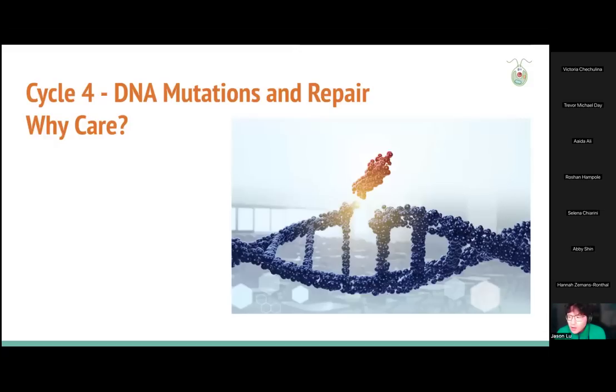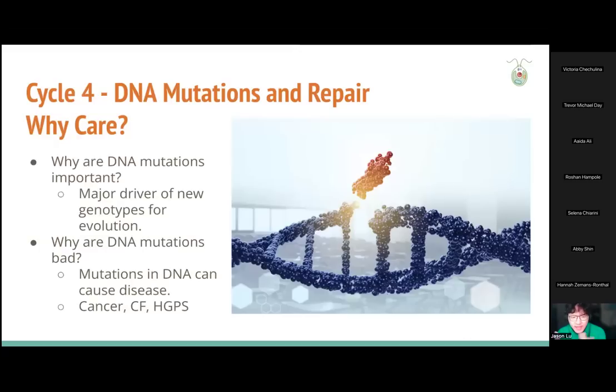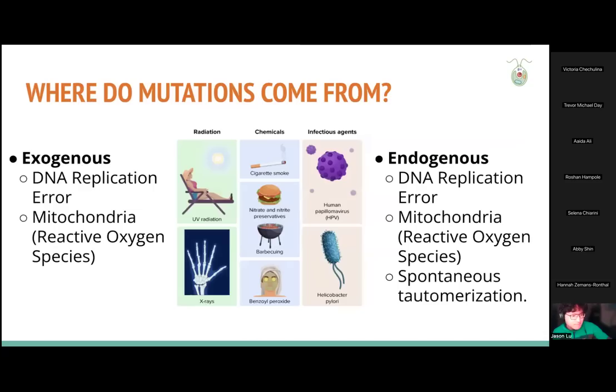So why do we care about this? Well, a lot of the reasons have already been brought up by Hannah and Matt. For example, DNA mutations are a major driver of genotypes for evolution, as well as mutations that cause disease, like a lot of different types of cancer. You'll also talk probably about cystic fibrosis in the next semester, as well as a lot of other diseases. For example, Hutchinson-Gilford, Paget syndrome is something we're learning a lot about in upper year. All right, so next slide, please, Hannah.